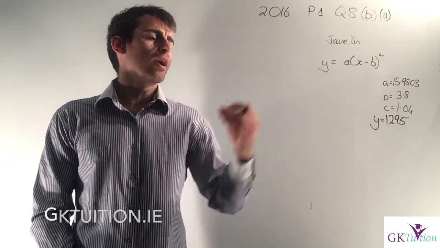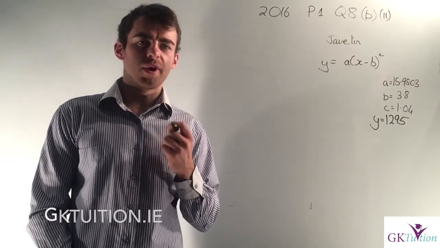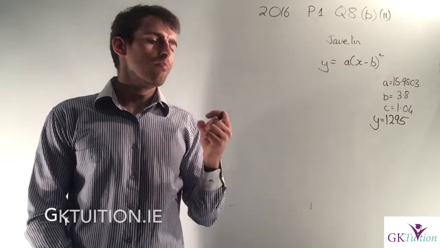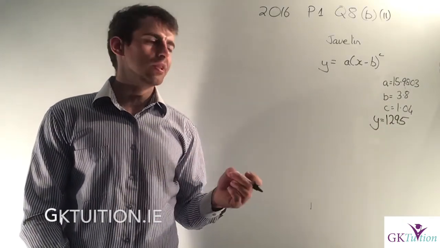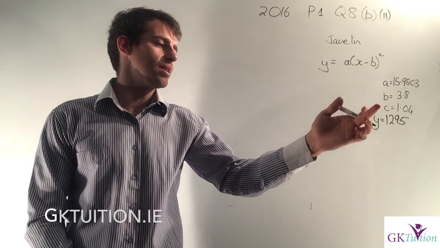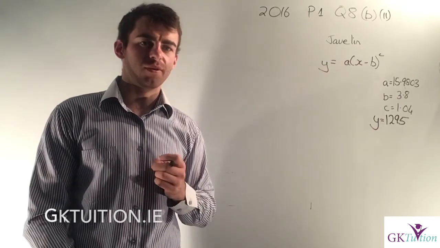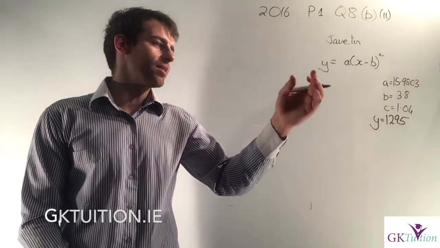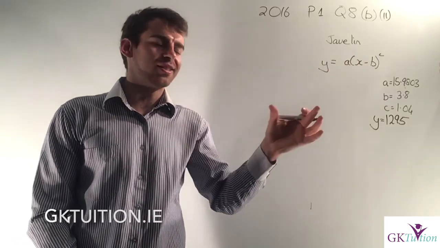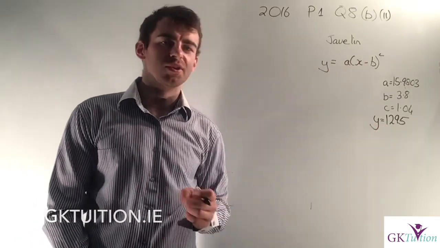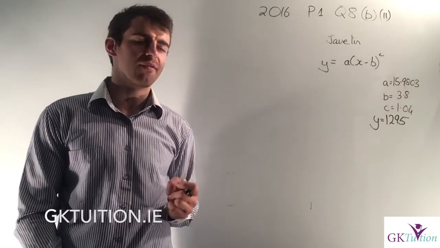Okay, so for B part 2, I'm told that the world record distance for the javelin merits a score of 1,295 points. So in this case, I now know A, B, C and Y, but I don't know the value of my X. So I've still got one equation, one unknown, so I need to find what distance is equivalent to 1,295 points in the javelin.